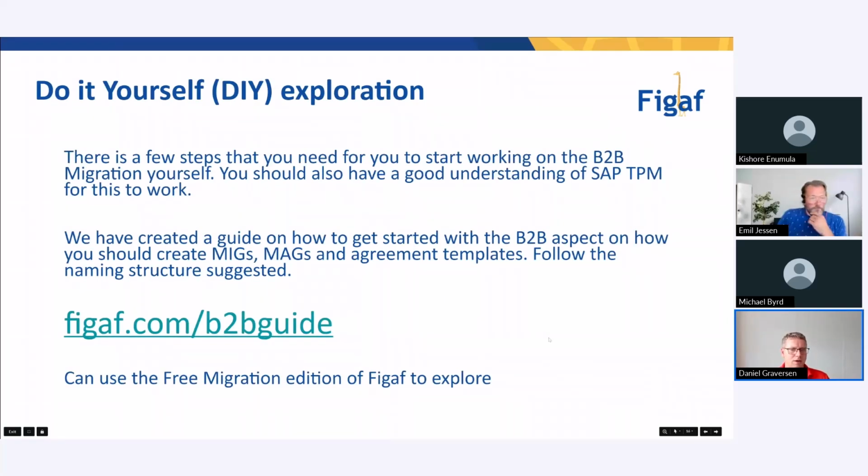This is the next one. Here you just go to figaf.com/guide. You take the free migration edition. You go through the videos Emil recorded about how to set this up. And do notice you need to know how to use trading partner management. There are a lot of components in this that you need to understand. How do we create this in different ways? So those are the two ways you have for setting up these things.